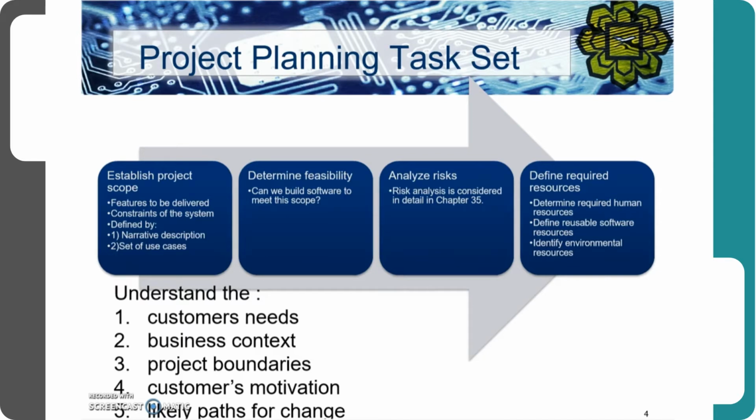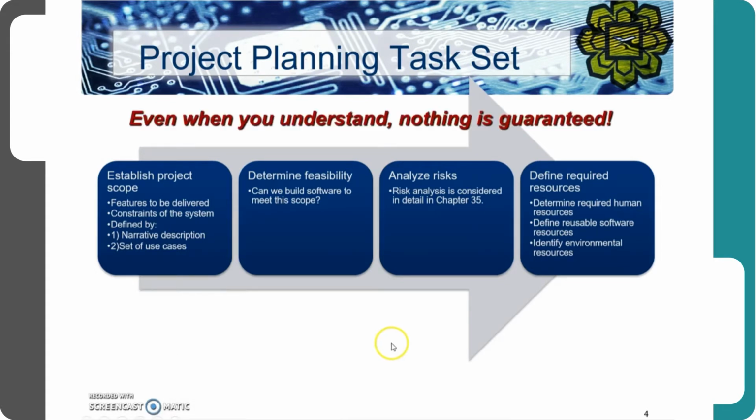Here we need to understand what are the customer needs, what is the business context, and what are the project boundaries, that means what will be covered and what should not be covered. Next is the motivation of customers towards the system, and is there any likely part that needs to be changed. And even when you understand everything, nothing is still guaranteed.